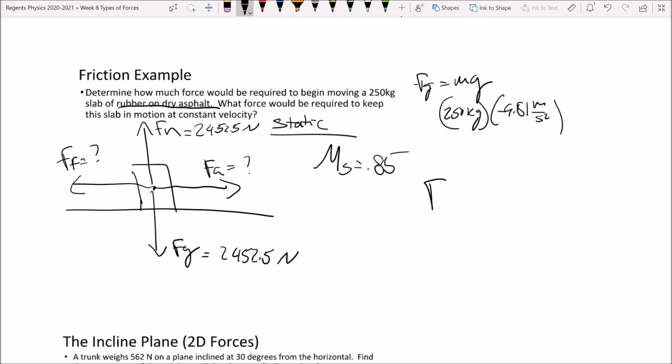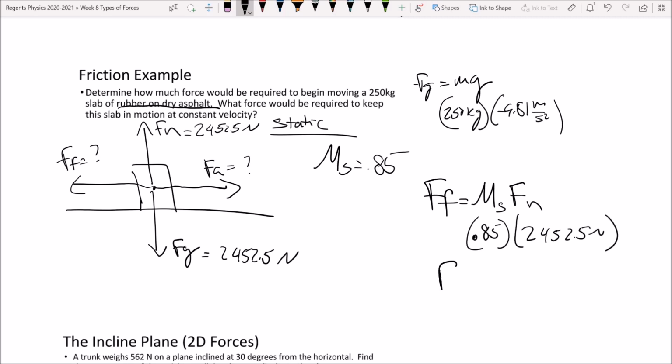So our relationship here, the force of friction that's acting on an object, is equal to the coefficient of friction times the normal force. So I have the normal force, I have the coefficient. I'm going to plug in 0.85 times the normal force of 2,452.5 newtons. Tells me the force of friction is approximately 2,084.6 newtons. So that's over here, 2,084.6 newtons. If this object is not yet in motion, if we're setting it into motion, then that means my applied force has to be equal to the force of friction.